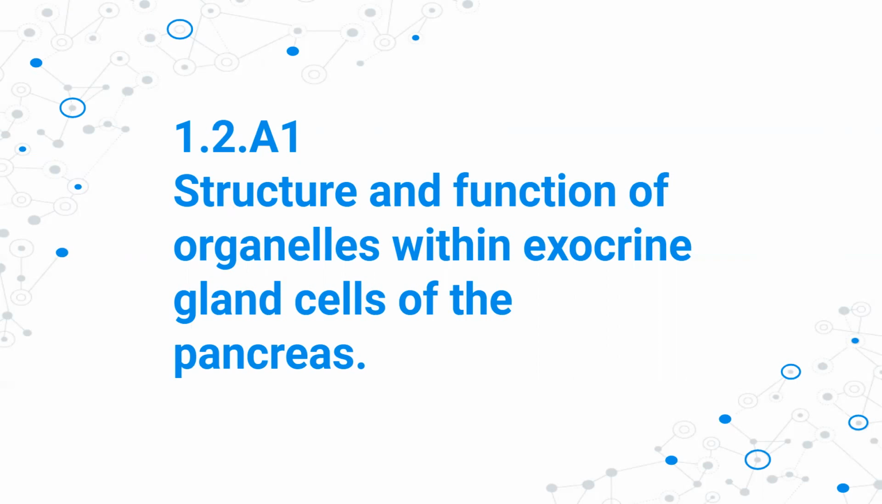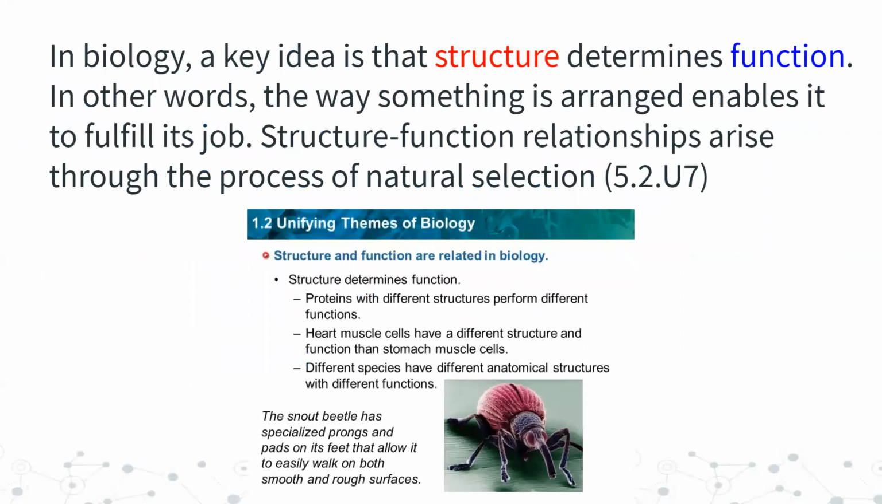So there's 2 types of cells that you need to be familiar with, what they do, and how to recognize their structures. The first one is the exocrine gland cell of the pancreas. You need to know the function. Our main idea here is that structure determines function. When something has a specific structure, it leads to it having a specific function.